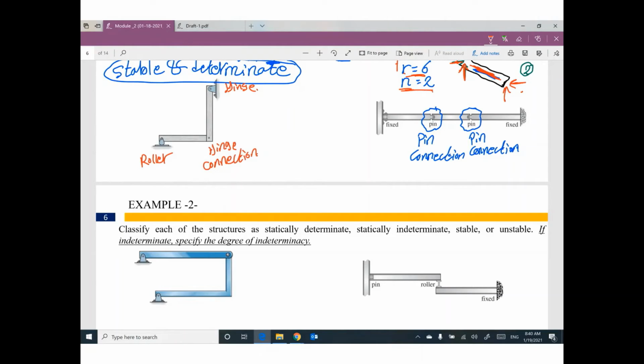So what should I do? What should I do? The first step. Go ahead and put my reactions? No. I have to do separation. If you have pin or hinge connection, you have to do separation first. Okay, let's do this. We have this part and we have this part.